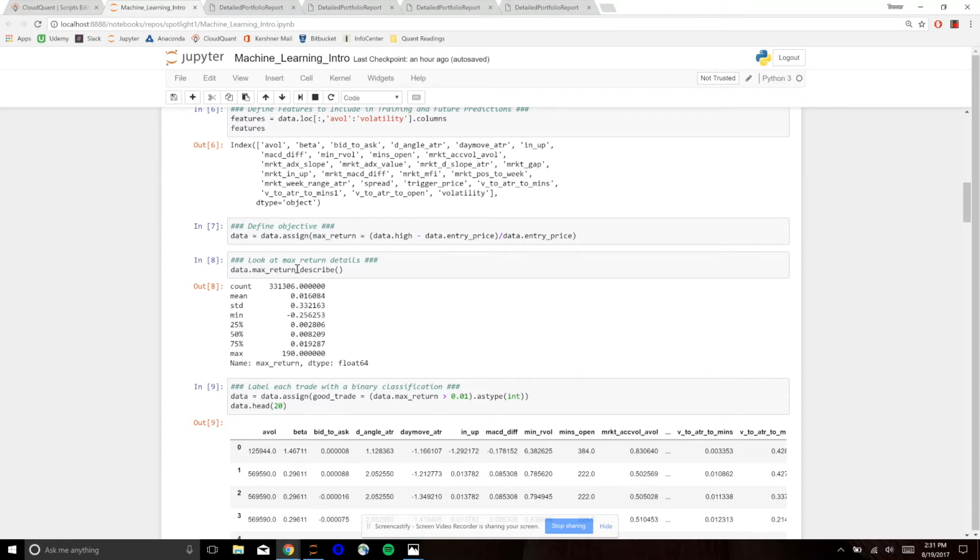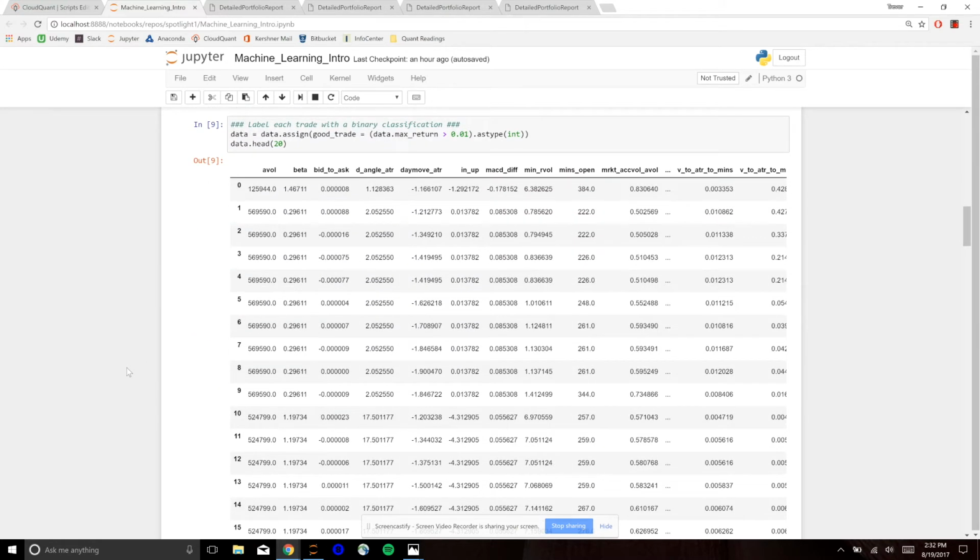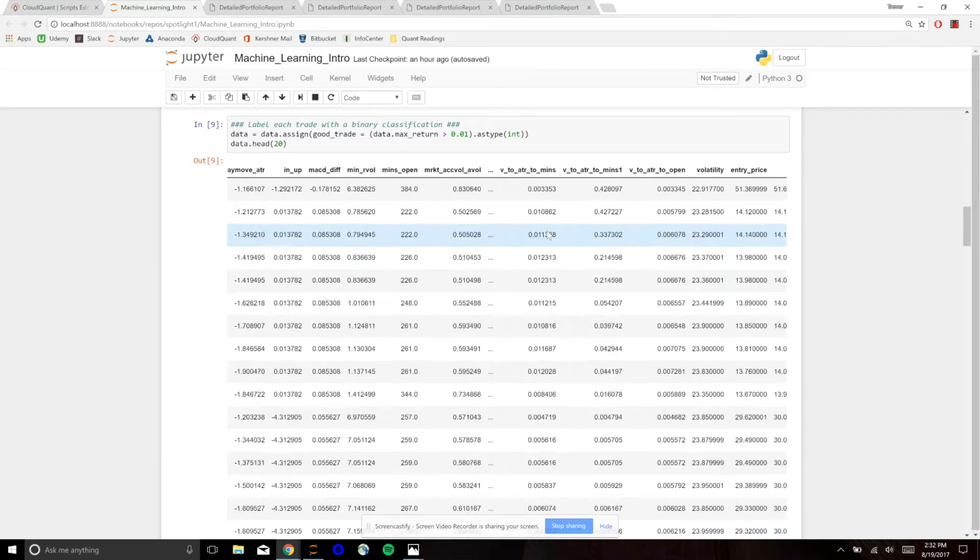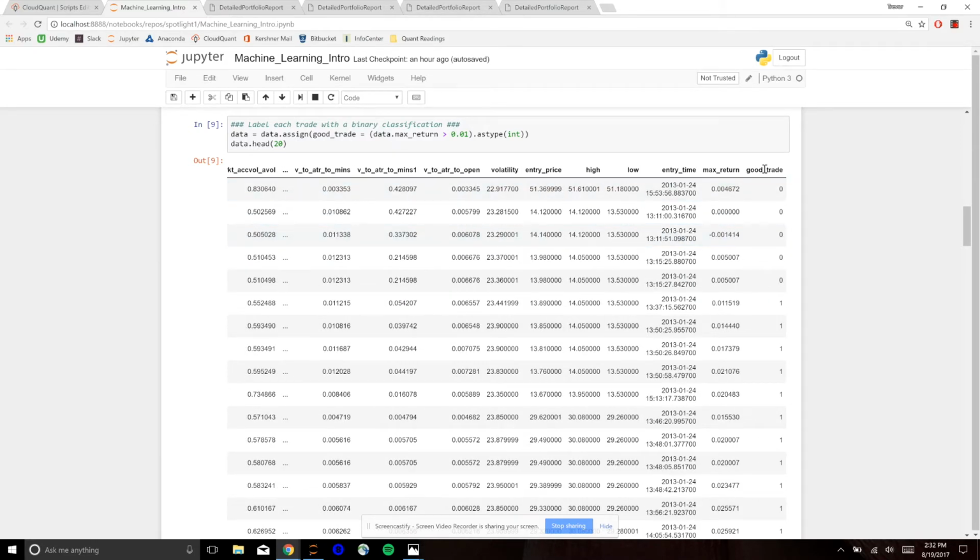This is some really helpful, simple Python code that gives us some distribution statistics about what that max return is. We can see here the average max return of each of these trades is 1.6%. The median is about 0.8%, so clearly we've got some outliers that are skewing our data positively, which is good. You can see the 25th and the 75th percentile as well. So what we've done is we've got all of our data here, and we now just label each trade as either a good trade or a bad trade.